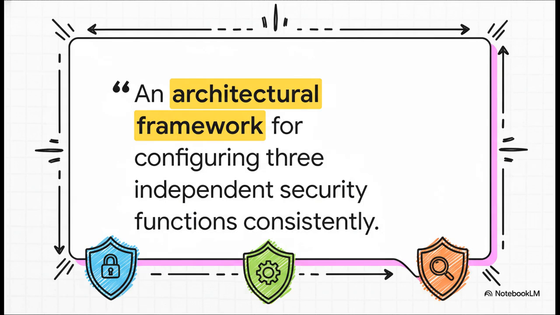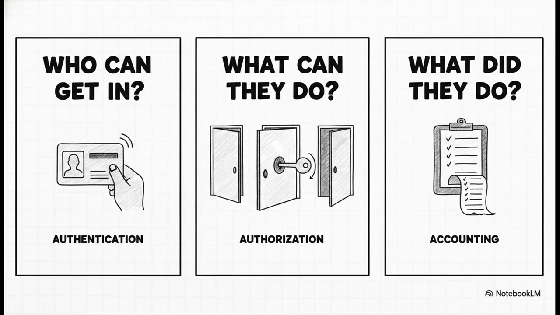No problem. This quote from the source material really just says it perfectly. It's not a single product you buy, but an architectural framework, a consistent, reliable way to manage three separate but related security functions. So in the end, AAA just brings it all back to those three simple questions we started with. Authentication asks who can get in, authorization asks what can they do once they're in, and accounting keeps a record of what did they do.